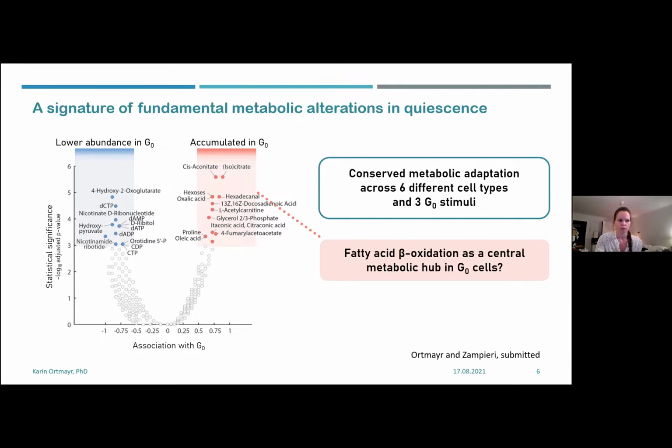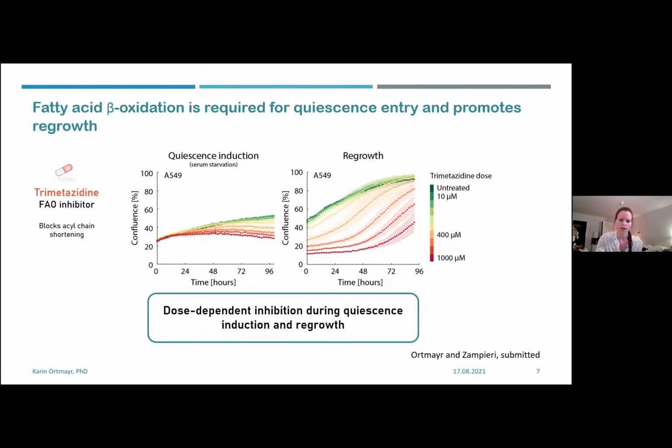Following that, we pursued the idea that this could be a key metabolic hub in quiescent cells and could be linked in many ways to survival and homeostasis. So we started investigating the role of fatty acid beta oxidation in quiescence using a pharmacological inhibitor, trimetazidine, an approved drug that inhibits the last enzymatic step of beta oxidation, where the acyl chain is shortened. We applied this drug in quiescence-inducing environments, and then followed the growth or cell confluence, as it's shown here, during quiescence induction.